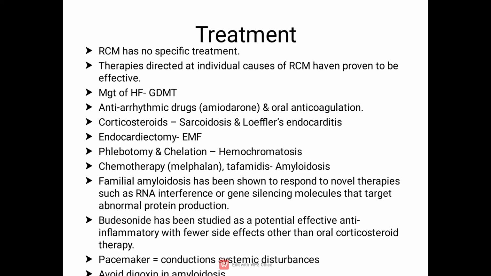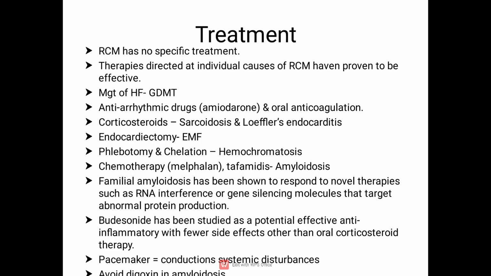For those that have arrhythmias, either atrial or ventricular arrhythmias, especially the atrial arrhythmias, amiodarone is beneficial, especially because of the structural heart disease that they have. Then oral anticoagulation is very important to prevent thromboembolic events. In the case of sarcoidosis as well as loeffler endocarditis, corticosteroid is beneficial. Then endocardiectomy is beneficial in patients with endomyocardial fibrosis. For hemochromatosis, you have phlebotomy and chelation. Then for cardiac amyloidosis, tafamidis is shown to be of benefit.